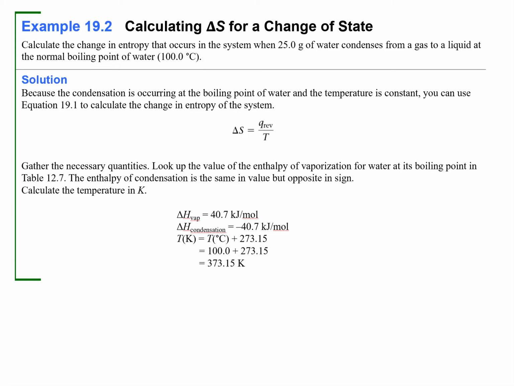How much is consumed? Remember, delta is always final minus initial. So keep that in mind when you're looking at your positive and negative signs for these processes. And so calculate the temperature in K. Well, all we have to do for this is look at temperature in Kelvin equals temperature in Celsius plus 273.15, and that's going to be 373.15 Kelvin equals 100 C. Because whenever we're doing thermodynamics, we have to have things in Kelvin. We can't do it in Celsius.